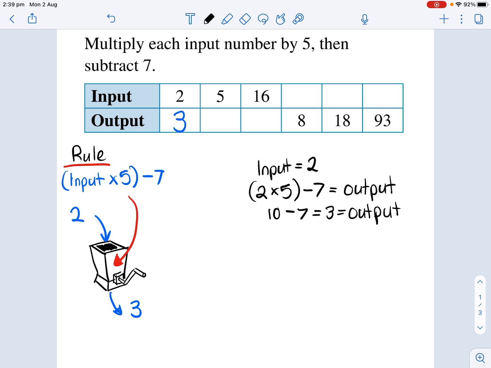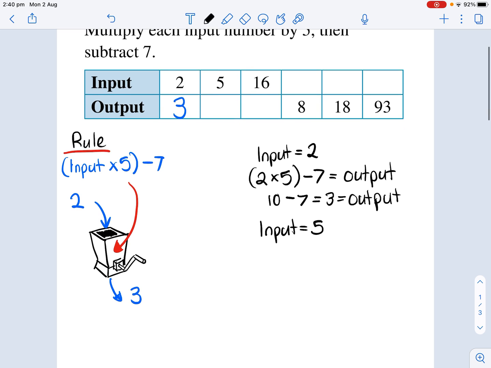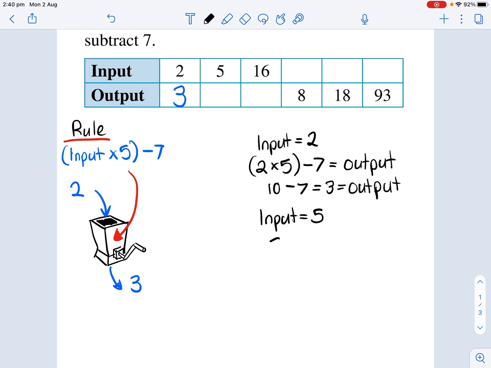The second number is 5. So if you're inputting a 5, so the input is 5, what is the output going to be? You apply that same rule. So the input times 5, subtract 7 is equal to the output. And in this case, it's going to be 18, which is equal to the output. So the output for 5 is 18.